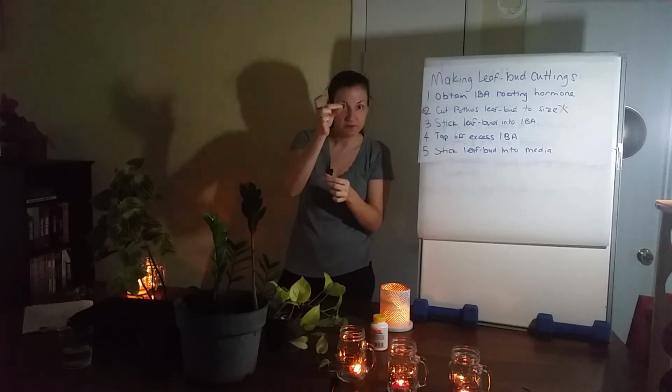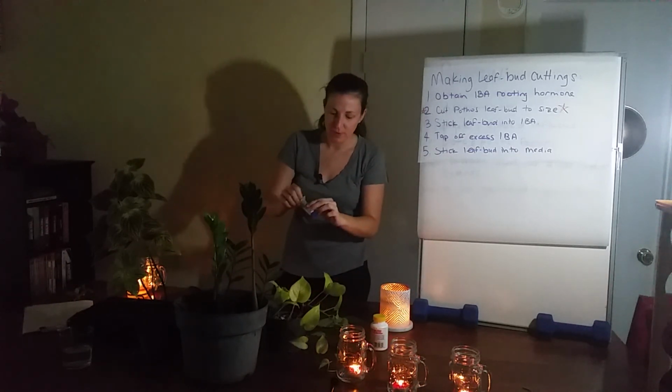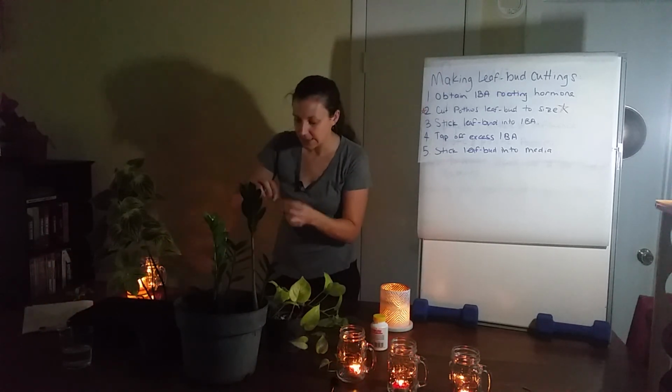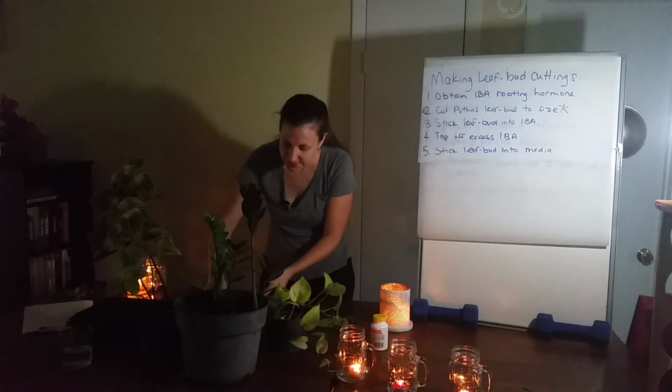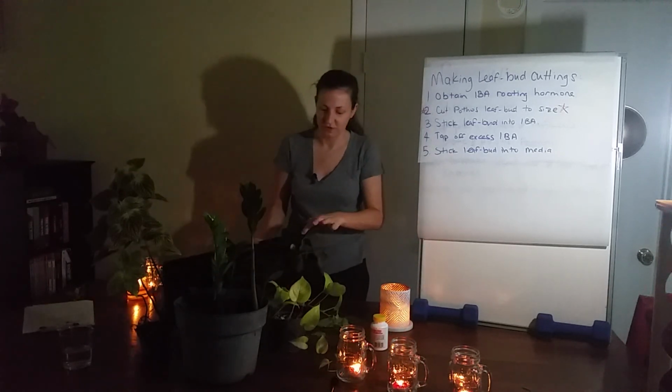So we're going to take this piece with the stem, stick it into the rooting hormone, give it a little tap, get that excess off, and then you're just going to stick this T down into the media so that all you can see on top is just this leaf here.